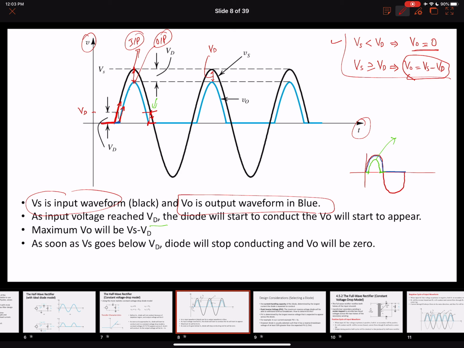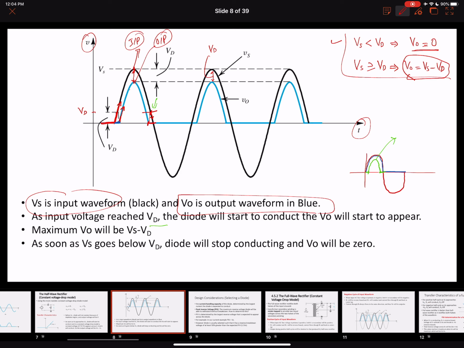But still, this example is also an example of a half-wave rectifier circuit, right? So we are going to do another example in this lecture where we are going to develop a full-wave rectifier. All right. So before we go there, I want to talk about something.